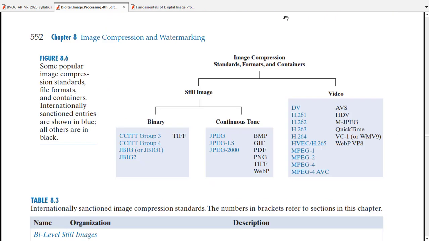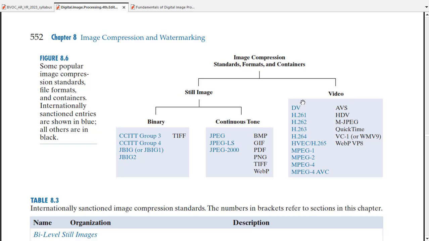So in these standards, we cover image compression standards, formats and containers, for still images and video. For still images, we already discussed the formats of binary images. Tagged Image File Format TIFF and Joint Photographic Experts Group JPEG are formats for continuous-tone images, along with bitmap, Graphics Interchange Format GIF, Portable Document Format PDF, Portable Network Graphics PNG, and WebP. The video formats include AVS, MPEG, motion JPEG, QuickTime, VC-1 and WebP.